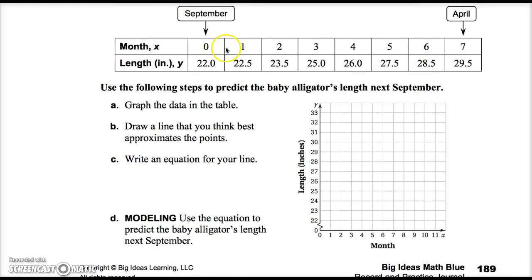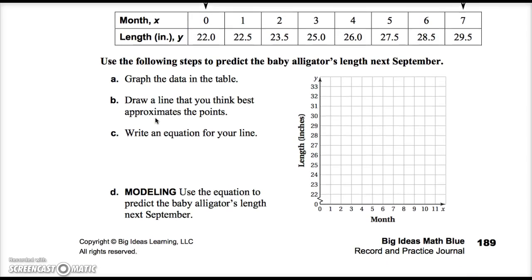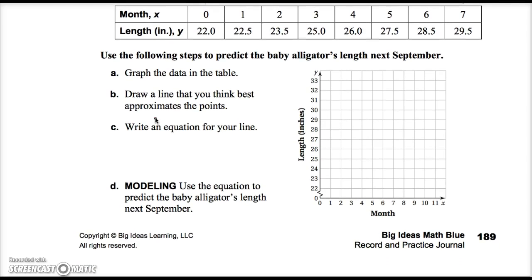So we started in September, that's when you first measured, and then through April. It says use the following steps to predict the baby alligator's length next September, a year from when you started. First thing we have to do is graph the data that's in the table. Again, we have the number of months along the bottom and the length of the baby alligator in inches up the side.